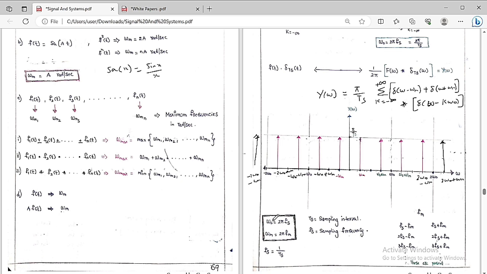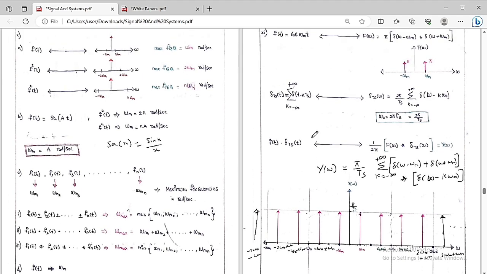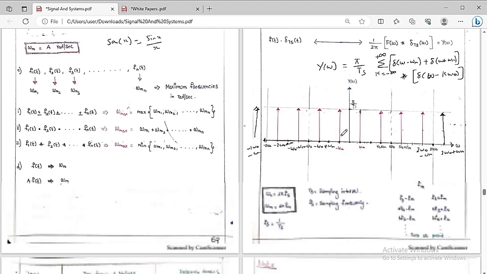Omega s is the sampling frequency in radians per second, whereas omega m is the message signal frequency in radians per second. And what is fs? Fs is equal to 1 by Ts. So this fs, this Ts, and this omega s are basically associated with the impulse train. Omega m is with respect to the message signal frequency.